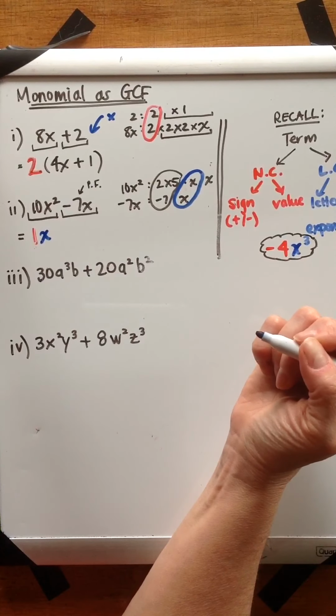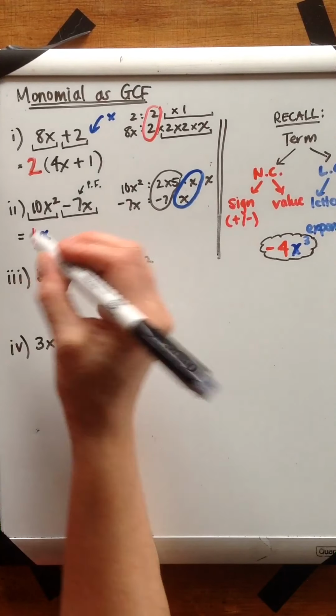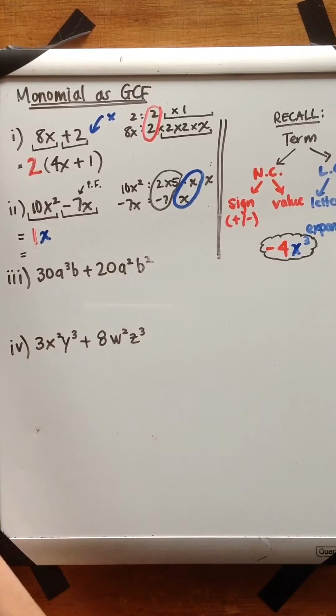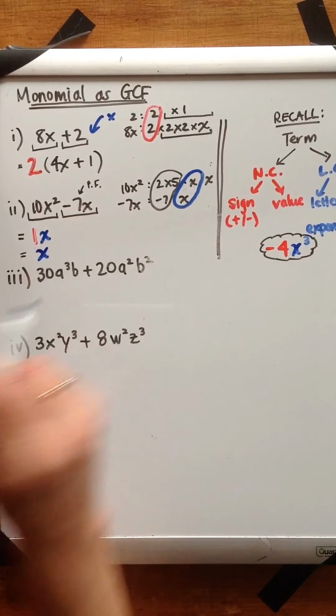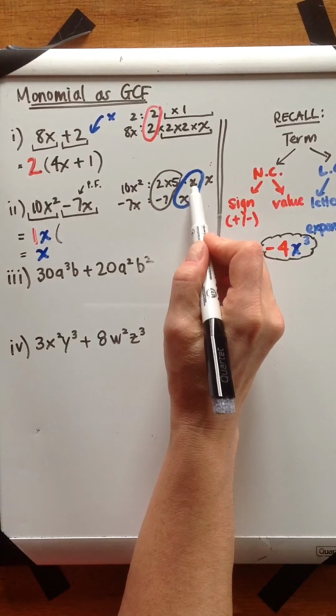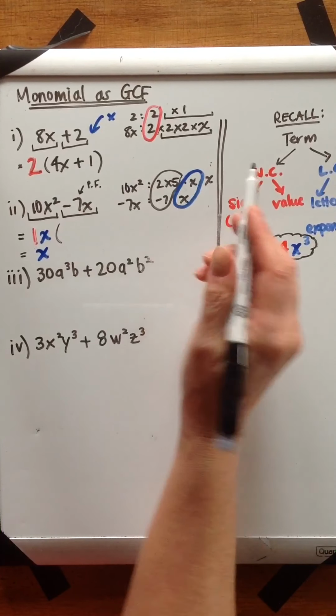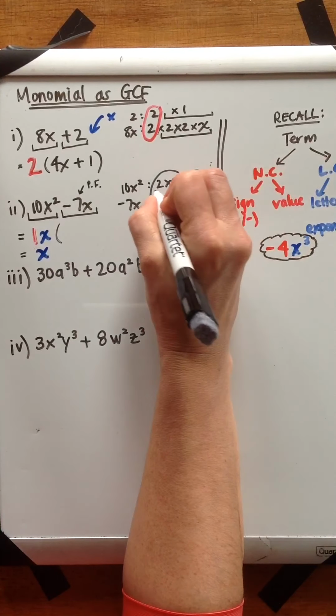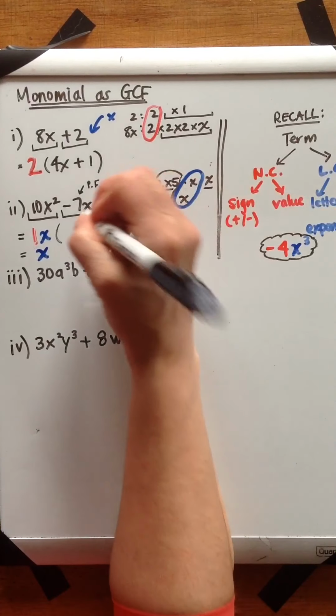So I could choose to write it as 1x, or I could just write x all by itself if I wanted to. Then, what would I have to multiply this x by to get 10x squared? Well, look at all the things that are left over. There's a 10 and an x.